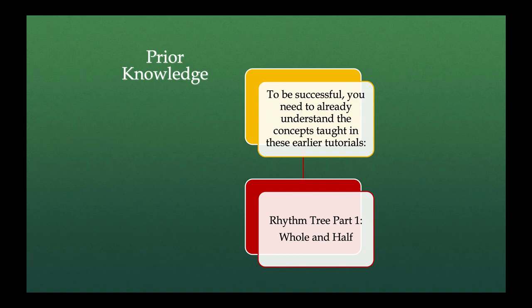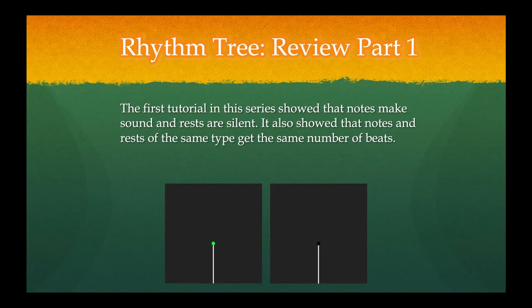To be successful, you need to already understand the concepts taught in these earlier tutorials. Rhythm Tree Part 1, Whole and Half. The first tutorial in this series showed that notes make sound and rests are silent. It also showed that notes and rests of the same type get the same number of beats.